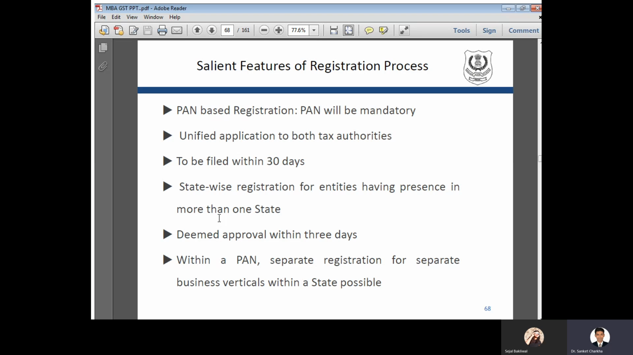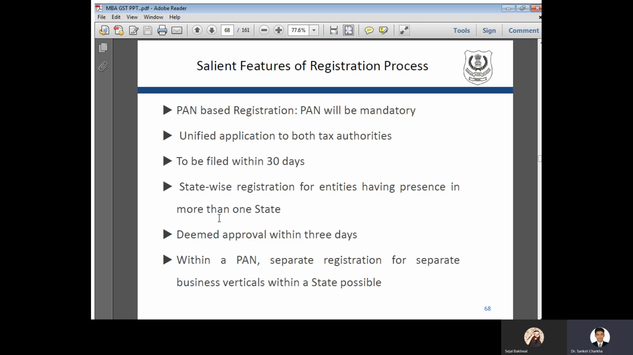Unified application to both the tax authorities. You make a uniform application to both authorities, for direct tax and indirect tax purposes. For direct tax, if you are employing certain employees, then for the payment of TDS you have to get registered, and accordingly your PAN is required. For the payment of taxes on goods or services, you have to apply with the concerned GST authorities, the GST Council, or the GST authorities at the respective district level.